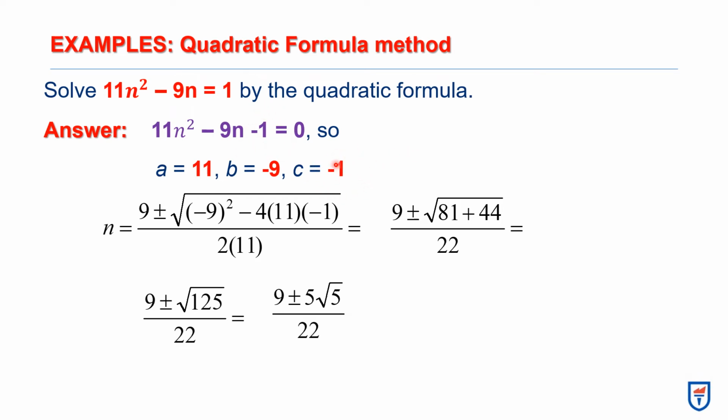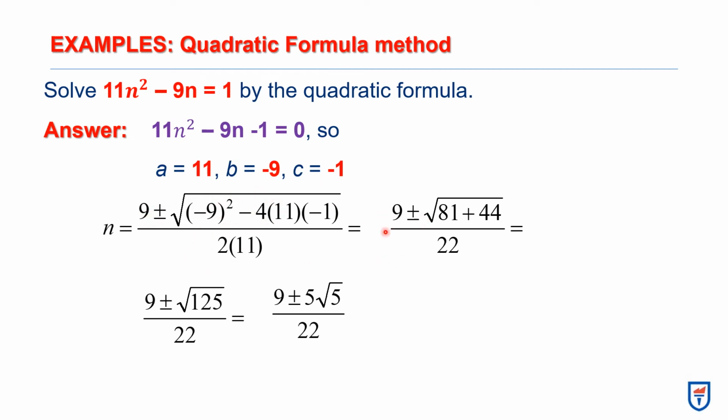Then once we get all these constants, which are a, b, and c, we now substitute them into the quadratic formula. That is saying minus b, which is minus the value of b, which is minus 9, so minus 9 is going to be a positive 9, plus or minus the square root of b squared. b is minus 9 squared, minus 4ac, where c is minus 1, divided by 2a, which is 2 times 11.